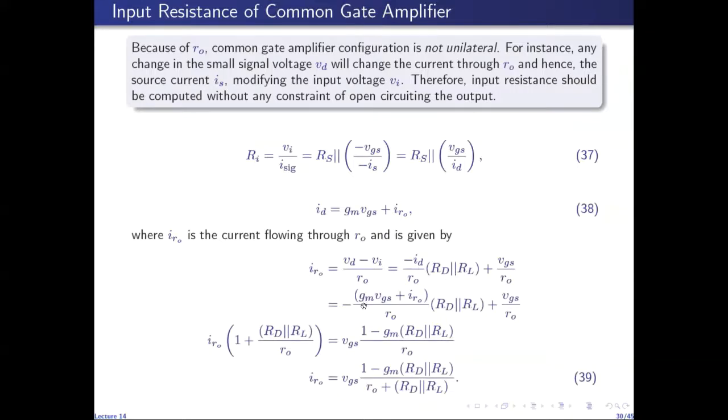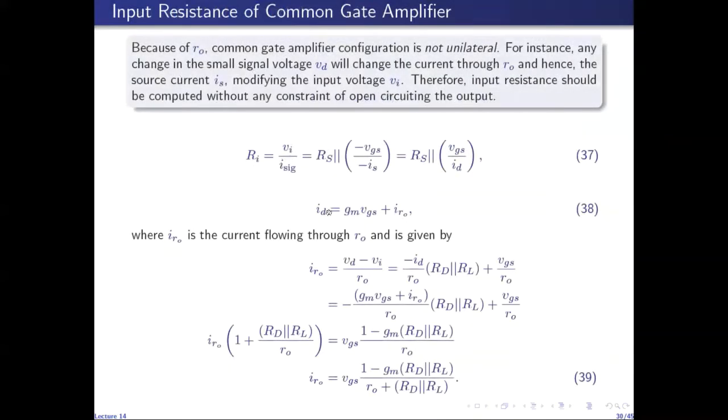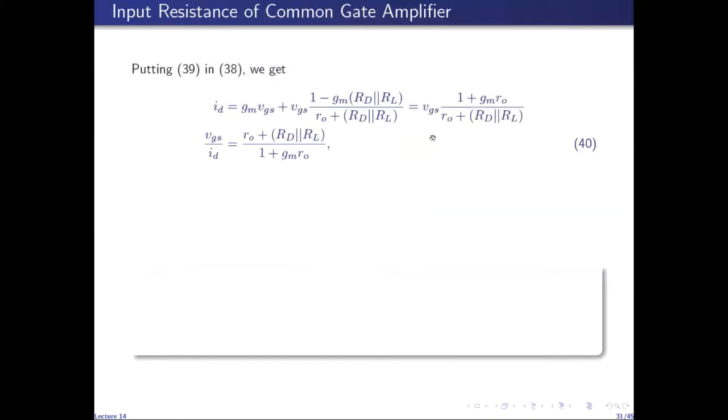So we can write ID in terms of GM VGS and IR naught again. Take the terms with IR naught onto the other side, simplify, and we get IR naught in terms of VGS through this factor. So in this expression, we replace IR naught with this factor. We take VGS out common and simplify to get this factor. So VGS over ID is the inverse of this factor, which is given by this term. So this factor in parallel with RS gives us the input resistance of the common gate amplifier.